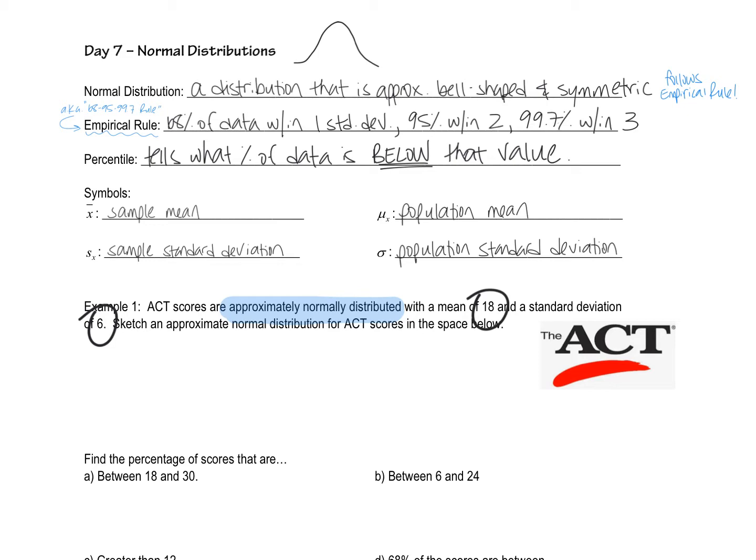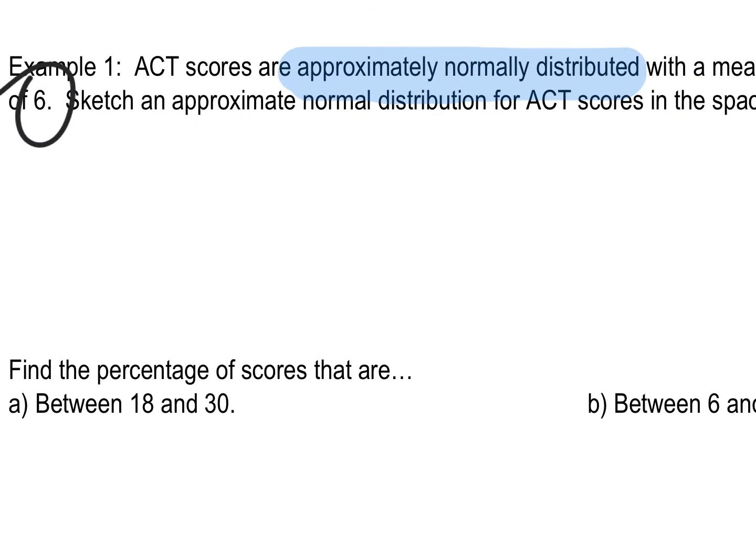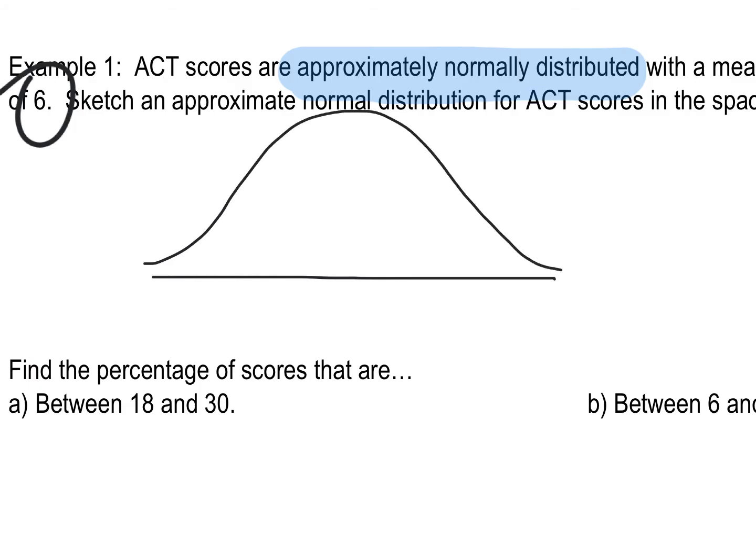So it says sketch an approximate normal distribution for the ACT scores in the space below. So what that means is I'm going to start with my x-axis, and I'm going to draw my little bell shape, and I'm going to put the mean right in the middle. The mean was 18. And it says that the standard deviation is 6, and since in a normal distribution we include 3 standard deviations on each side, put 3 little tick marks over here, and put 3 little tick marks over here. And the standard deviation is 6, which means I'm going to add 6 each time to get each tick mark over here, and I'm going to subtract 6, subtract 6, subtract 6 over here.